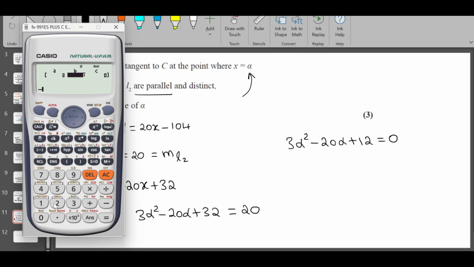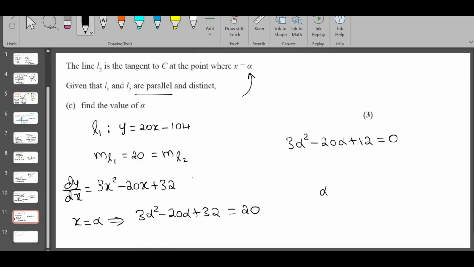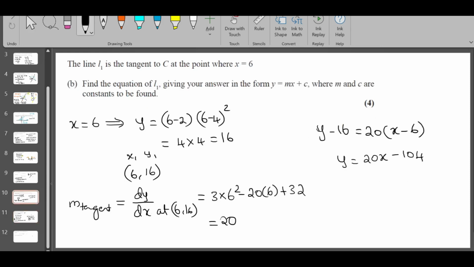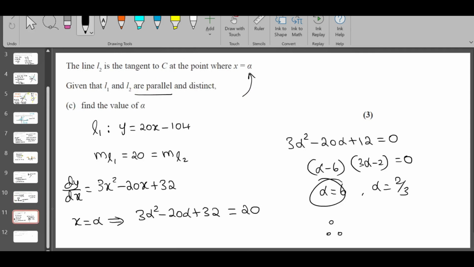3 minus 20, 12. 6 and 2 over 3. Alpha is 6. Alpha is equal to 2 over 3. So write it as alpha minus 6, 3 alpha minus 2 is 0. Alpha is 6 is this point actually, the point of contact of the curve and the first straight line. So therefore alpha is equal to 2 over 3, where the second line L2 touches the curve.